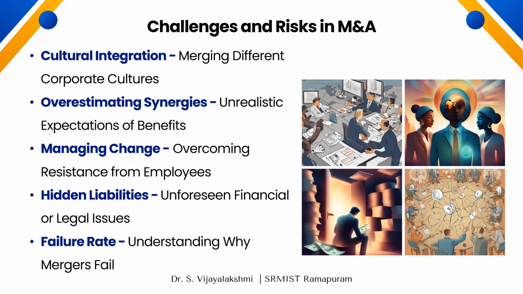Hidden liabilities. Another risk involves unforeseen financial or legal issues with the target company. These hidden liabilities can emerge post acquisition, impacting the financial stability and legal standing of the combined entity. Failure rate. It's also important to understand why mergers fail. Factors can include poor strategic fit, inadequate due diligence, cultural clashes, and improper post merger integration. Awareness of these factors can help in planning more successful M&A strategies. Each of these challenges and risks requires careful consideration and strategic planning. By being aware of these potential obstacles, companies can develop more robust strategies to address them, increasing the likelihood of successful M&A transactions.